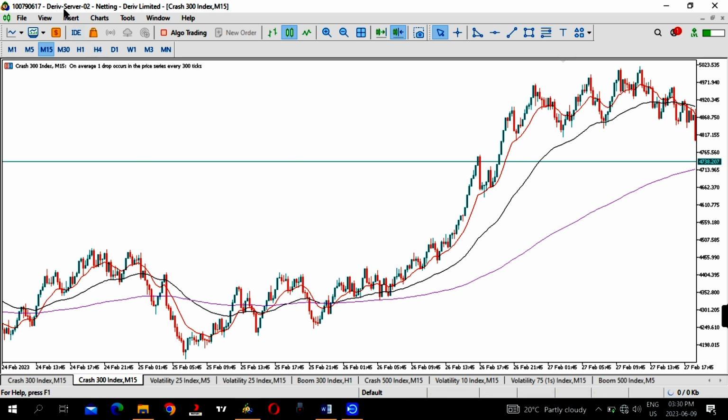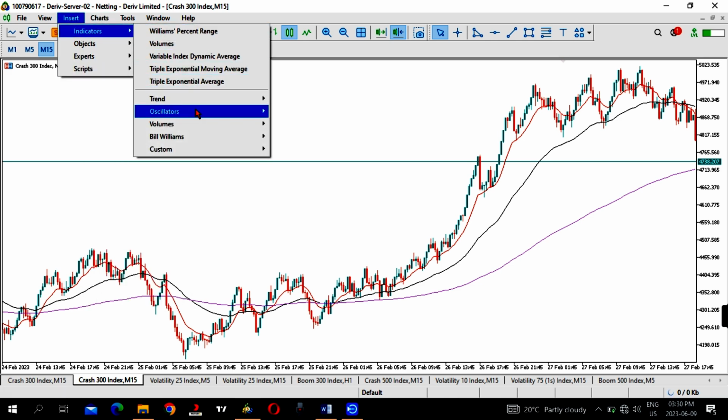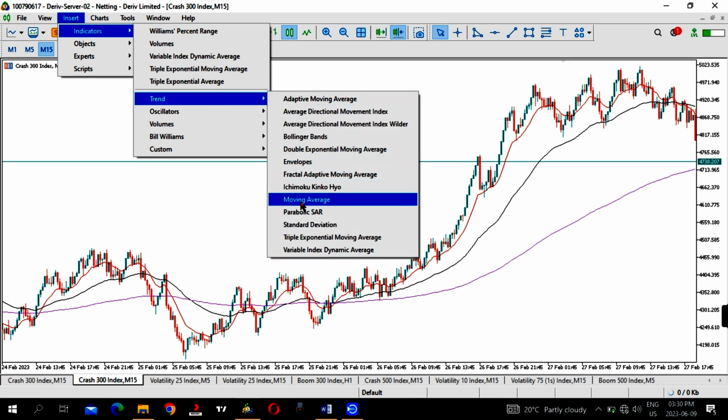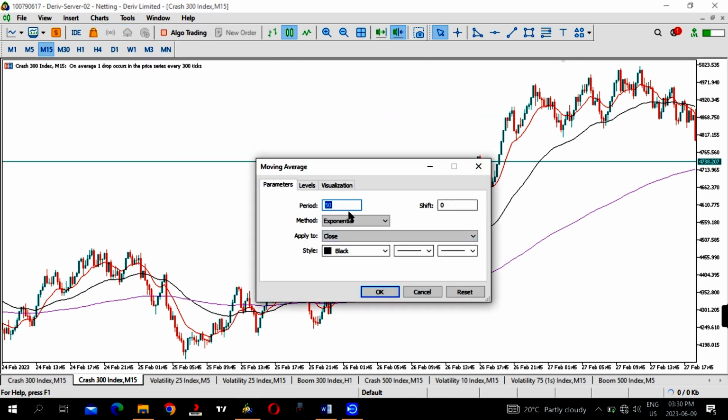So you can also use the strategy on your phone. You just have to add those indicators. You go on insert indicators, trend, and choose the moving average. The first moving average, I said it's period 13. That's the red one on my chart. The second moving average is period 50. That's the black one on my chart. And the third and last is the period 200. And that's the purple one on my chart. And the method is exponential. Apply to close. And that's it. Set this up either on your phone or on your laptop, right? And let's jump into it.